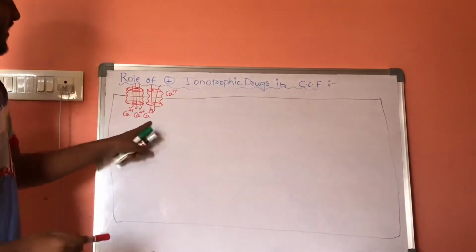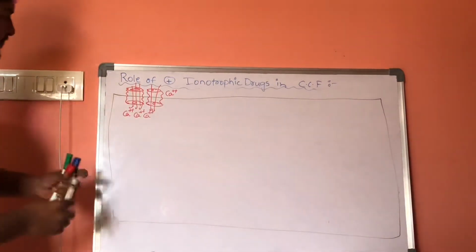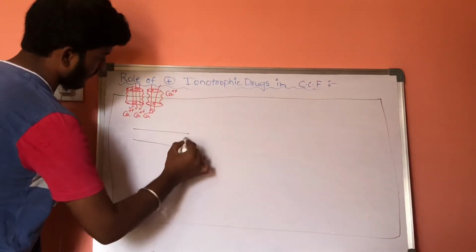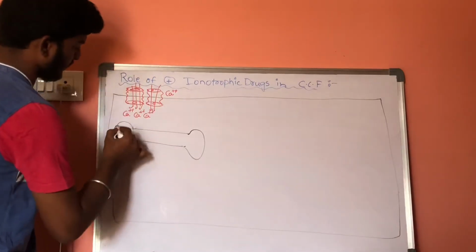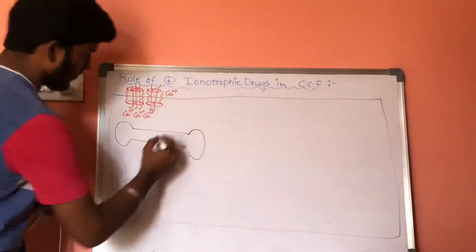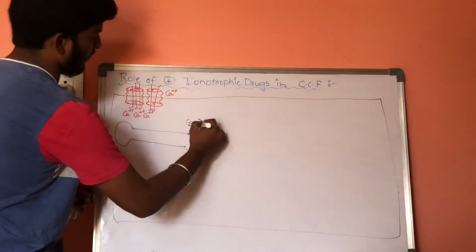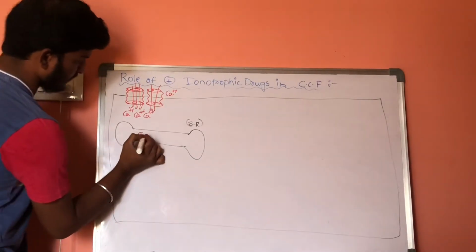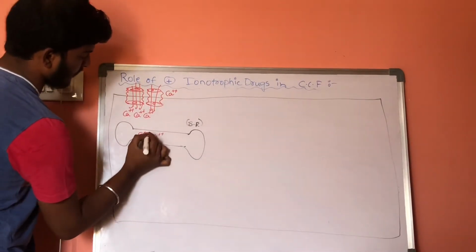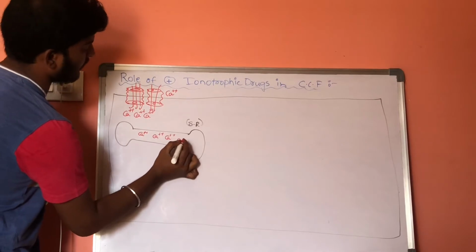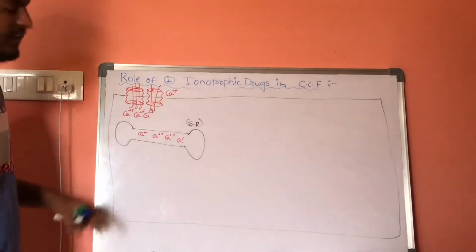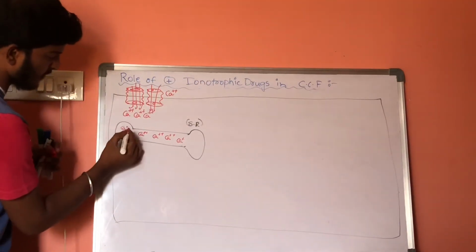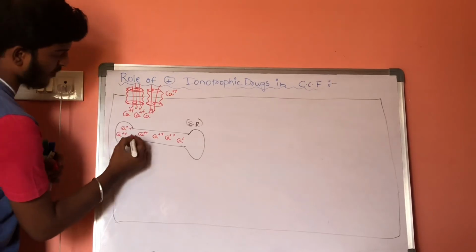Now, this extra amount of calcium will trigger a special structure, that is the sarcoplasmic reticulum. Inside it consists of calcium. Whenever there is an extra amount of calcium, this calcium will enter inside the sarcoplasmic reticulum and will trigger it.